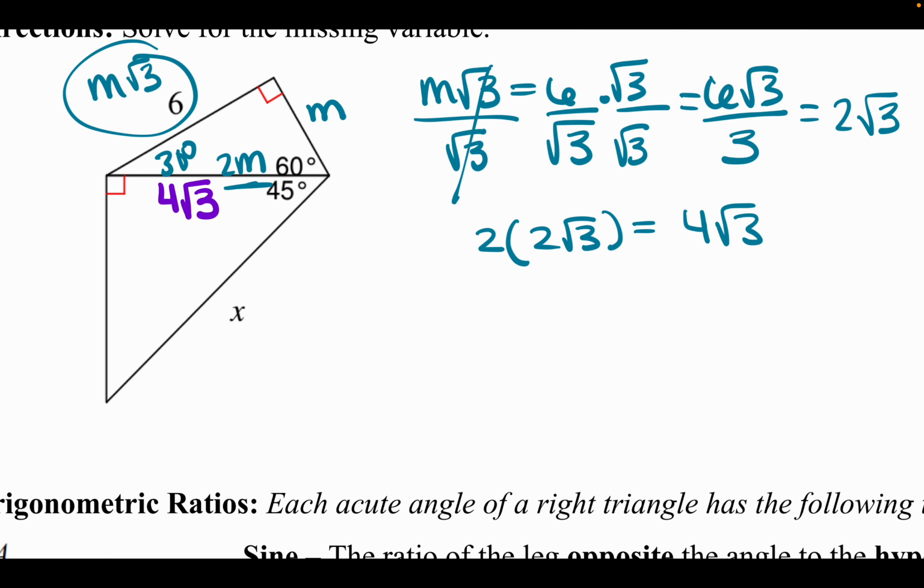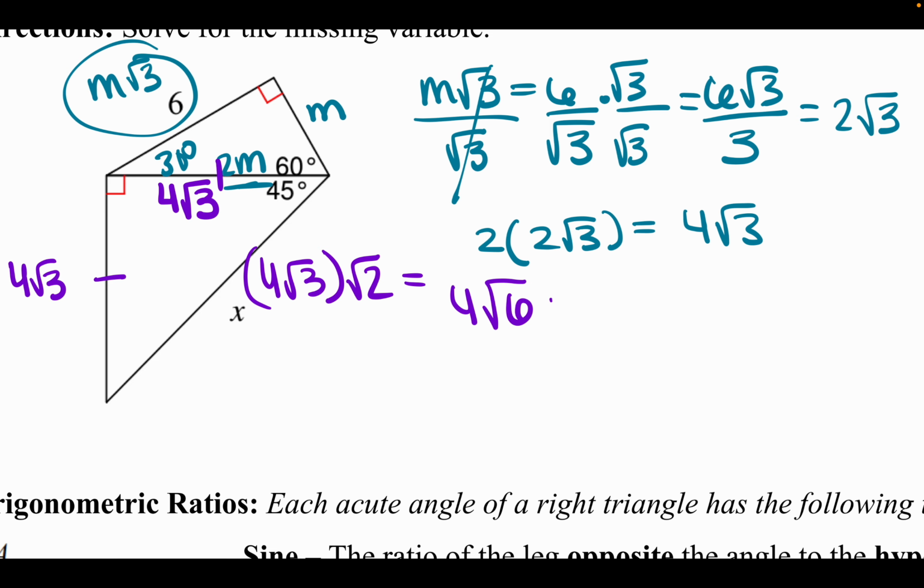Now in this other triangle, this lower half, it's a 45, 45, 90, which means these two sides are congruent. So this is also 4 square roots of 3. And down here, remember, we have to double your side. So it's going to be 2 times 4. Oops, sorry, not double. Multiply it by square root 2. So 4 square roots of 3 times square root 2. So we have 4 square roots of 6 is our x.